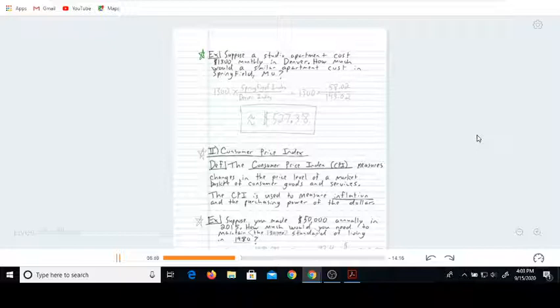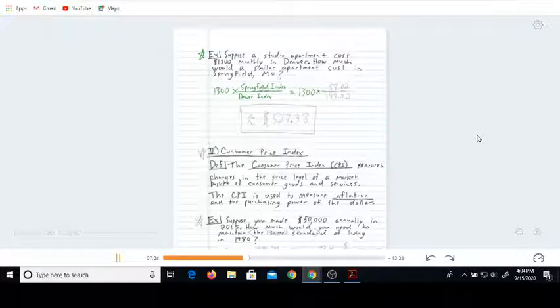So suppose a studio apartment costs $1,300 a month in Denver. How much would a similar studio apartment cost in Springfield? So that $1,300 is a value from Denver. So since it's from Denver, then our Denver index will be in the denominator. So whatever that number comes from is the index that goes to the denominator. Now we are converting that to Springfield, Missouri. So that's what our index in the numerator will be. So Springfield index will go in the numerator. So we can go ahead and look at our chart.